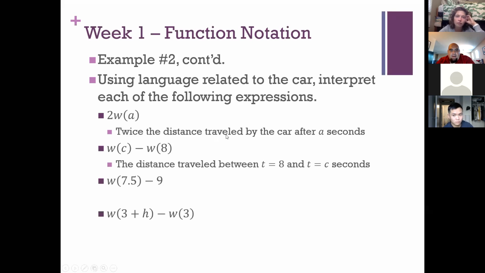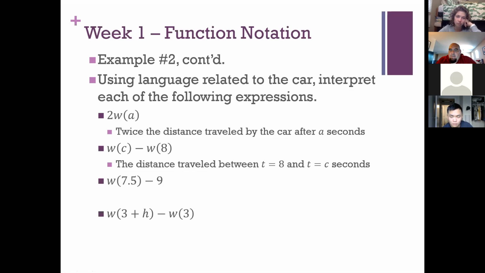So let me go ahead and put my wording here: the distance traveled between T equals 8 and T equals C seconds. And just to reiterate, I've seen a lot of you saying different versions of the same idea, which is great. All right, next one, W of 7.5 minus 9.